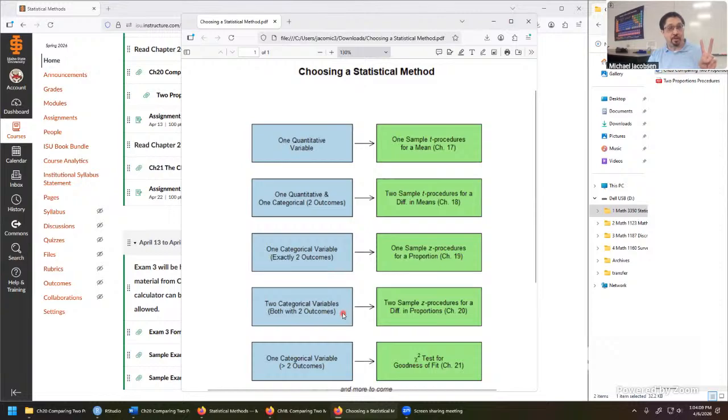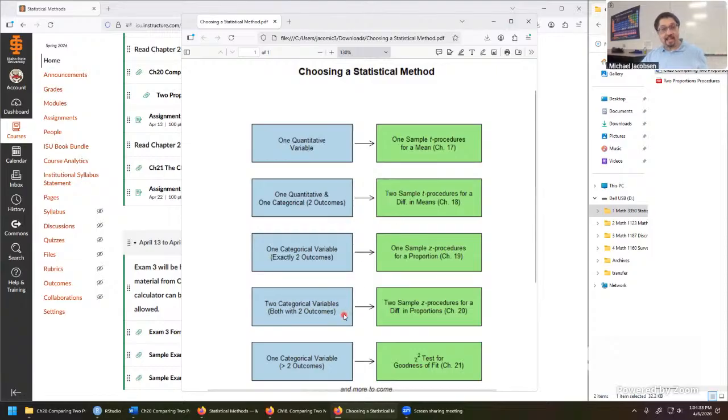We have two categorical variables on the table this time. Both variables have exactly two outcomes. The first variable we're going to think of as successes and failures, but the second variable is just telling us which population we're considering in the first place, much like the categorical variable when we're looking into one quantitative variable, looking into the difference of means.